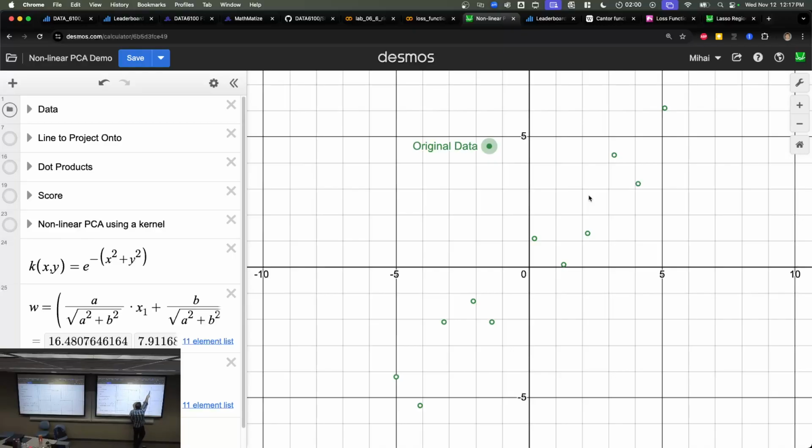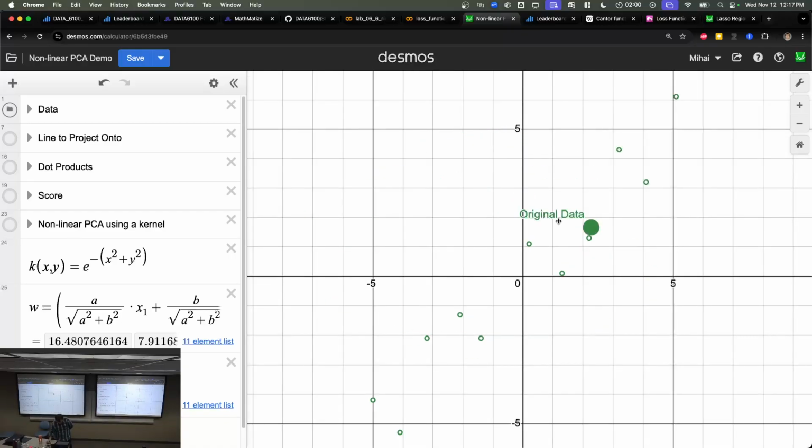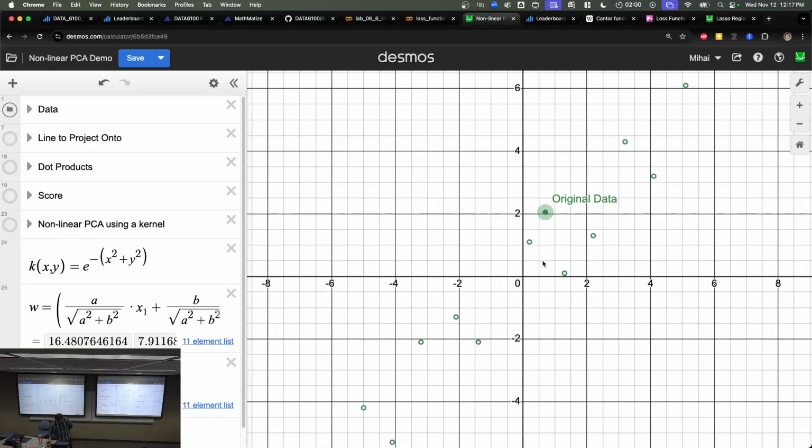So here's x11, x21, right? 5 and a bit by 6 and a bit, and so on. So these are 10 data points that I would like to compress down. And I even have one point over here that I can move around. So this point can be anywhere I want it to be so that we can see what it's doing. So that's the original data.